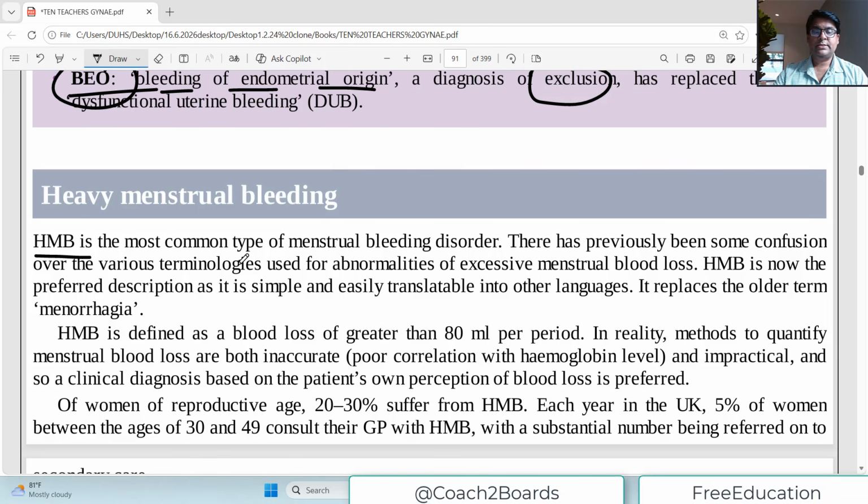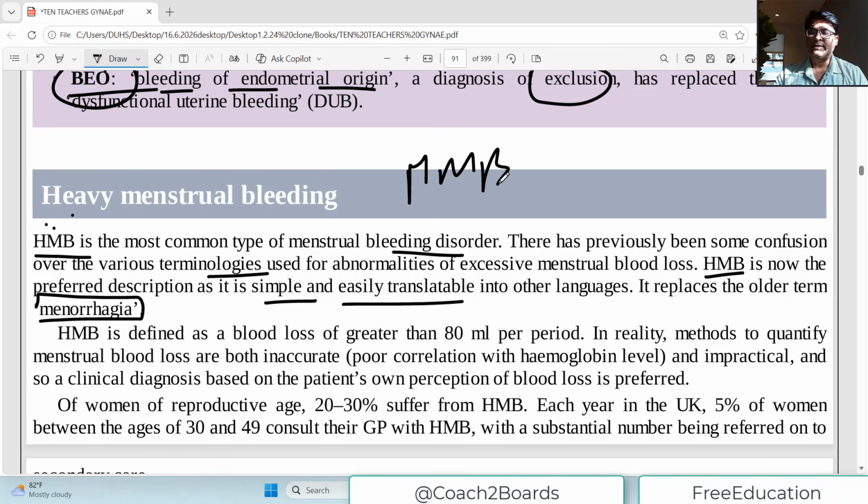Heavy menstrual bleed is the most common type of menstrual bleeding disorder. It's very common. And there have previously been some confusion over the various terminologies used for the abnormalities. HMB is now the preferred description as it is simple, easily translatable into other languages. Heavy menstrual bleed, simple to use, easily. It tells you what's wrong in the patient. It's heavy menstrual bleed. Okay, it replaces the older term which was menorrhagia. So basically, HMB is equal to what we used to call menorrhagia.